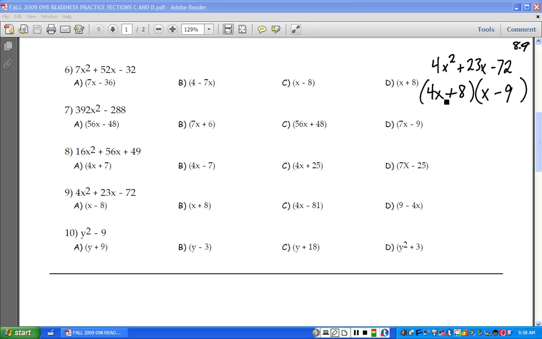So let's look. First times first gives us the first. Last times last gives the last. Okay, on the outside I have negative 36. On the inside, positive 8. So when I combine these, I get negative 28x. Is that right? Okay, that is not what I want. I want a positive 23x. So I have to change some things. So let's see what we can do here.